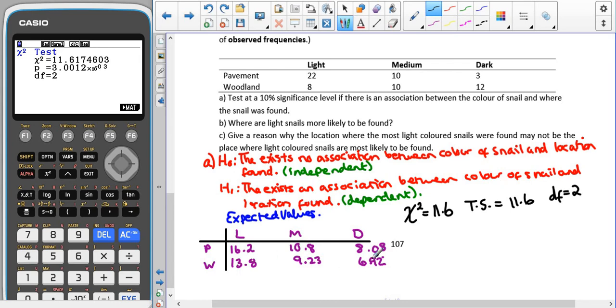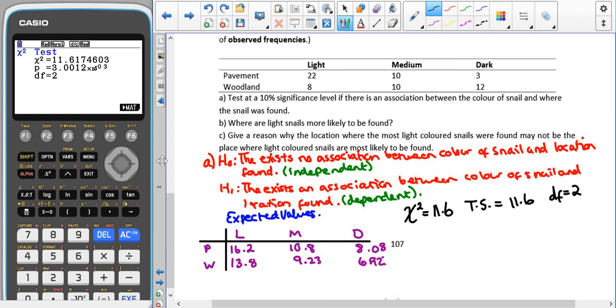But also remember, if you're not using the graphical calculator, you would do the number of rows minus 1. So we have 2 rows, 2 minus 1 gives us 1, times the number of columns minus 1. We have 3 columns, 3 minus 1 is 2, and then 1 times 2 gives us 2. So that's where the degrees of freedom being 2 has come from.